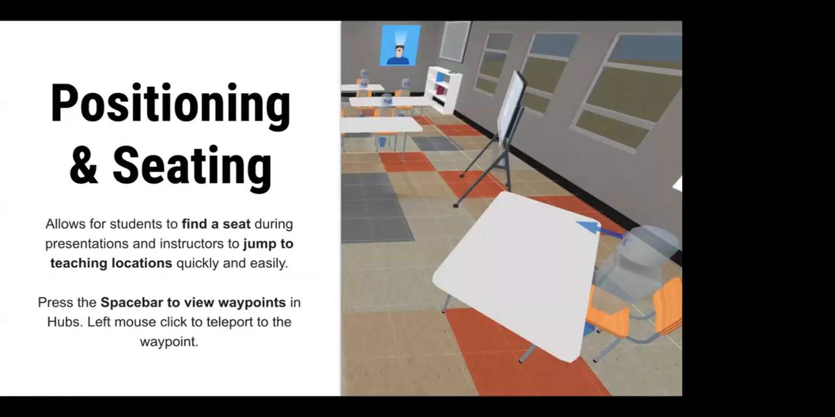Another thing you can do is positioning and seating. What I mean by this is you can create waypoints, and then you can quickly ask students to jump to a seat. So if you're in a crowded room, you can ask everybody, hey, jump to a seat. Or if you're the instructor, you can jump to a teaching location. So if everybody would turn around and press the space bar, you'll notice there are some waypoints you can jump to on the couch behind you.